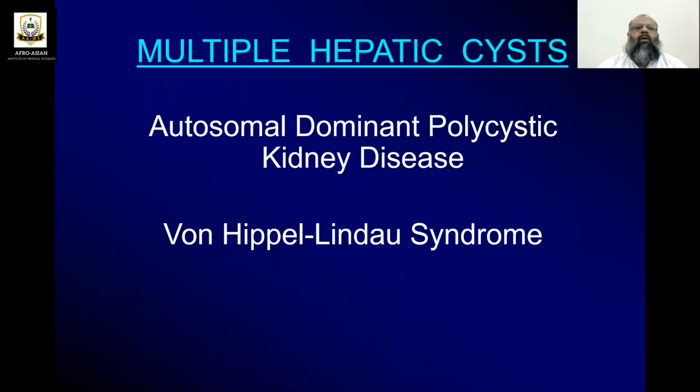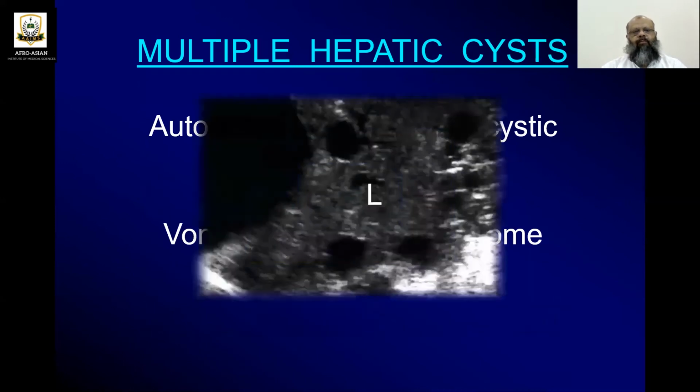You can have multiple hepatic cysts, which can be autosomal dominant polycystic kidney disease. So whenever there is ADPKD, which is the autosomal dominant polycystic kidney disease, we can have multiple cysts in liver also. There is another condition which is called von Hippel-Lindau syndrome, in which we get multiple cysts in the liver.